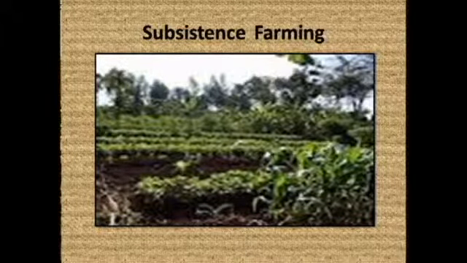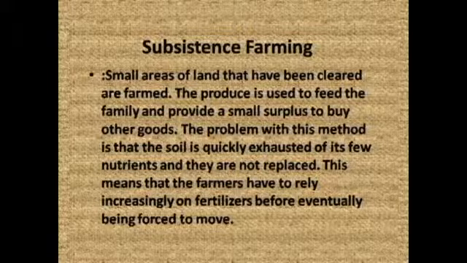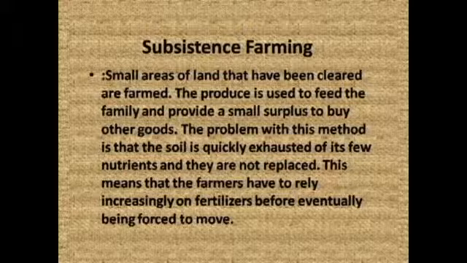Subsistence farming. We know this one is for the home, where you plant a little corn or tomatoes for use out in our backyard. It's a small area of land that has been cleared for farming. The produce is used to feed the family and provide a small surplus to buy other goods. The problem with this method is that the soil is quickly exhausted of its few nutrients and they are not replaced. This means that the farmer has to rely increasingly on fertilizing before eventually being forced to move.